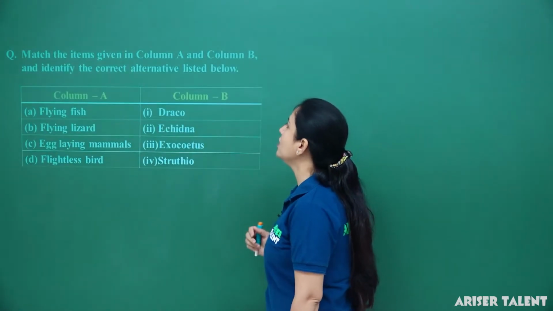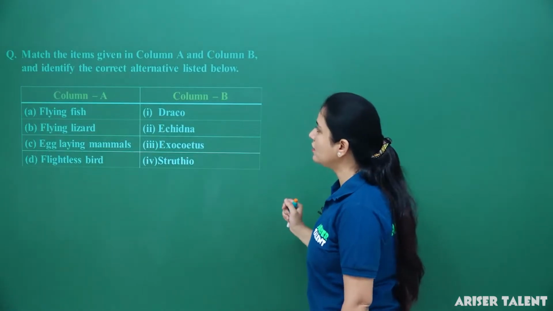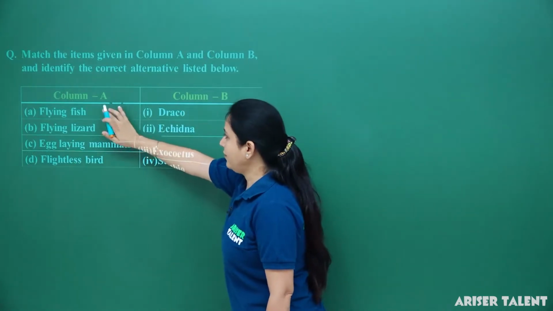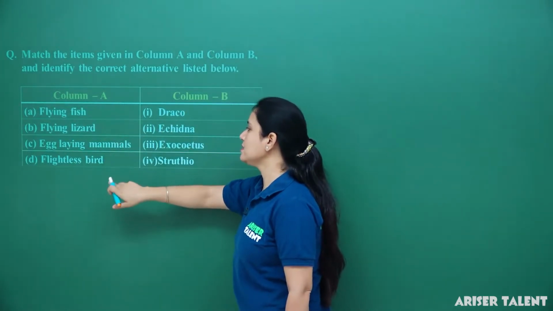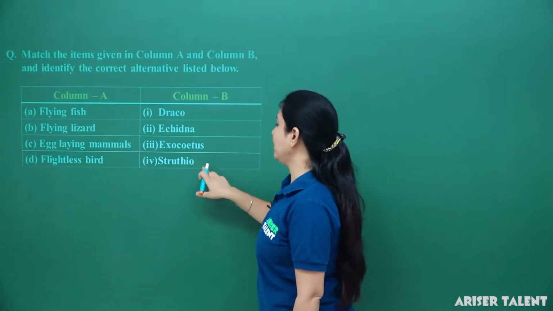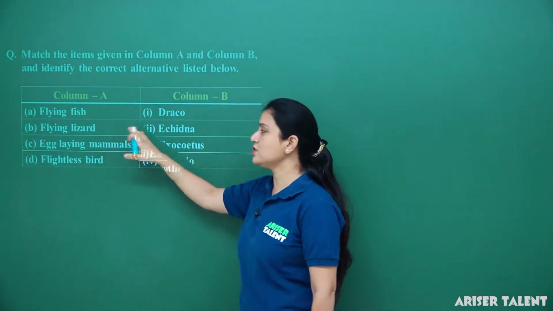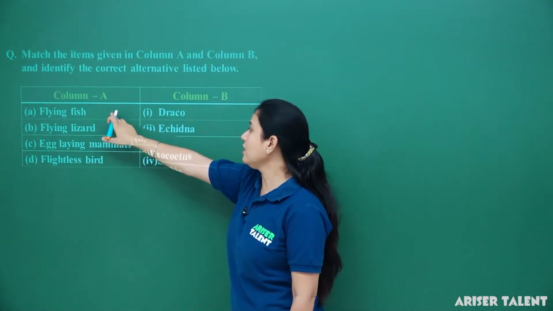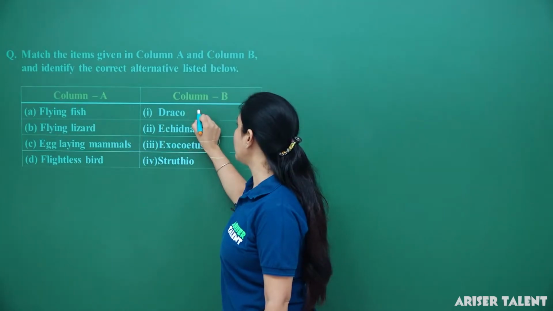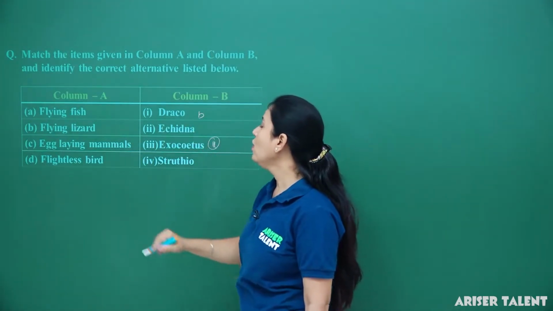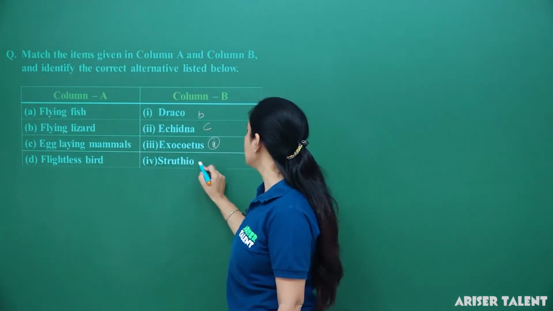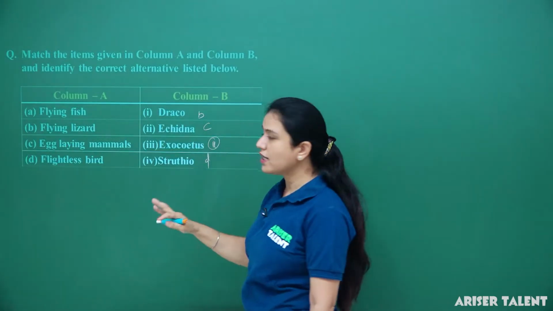Next is, match the items given in column A and column B and identify the correct alternative listed below. Flying fish, flying lizard, egg-laying mammals, flightless birds, Draco, Echidna, Exocoetus and Struthio. So we have to match the correct option here. Now let's go. Flying fish is what? Flying fish is Exocoetus. Flying lizard is Draco. Egg-laying mammals are Echidna and flightless birds is Struthio. Okay, so these are the correct matches.